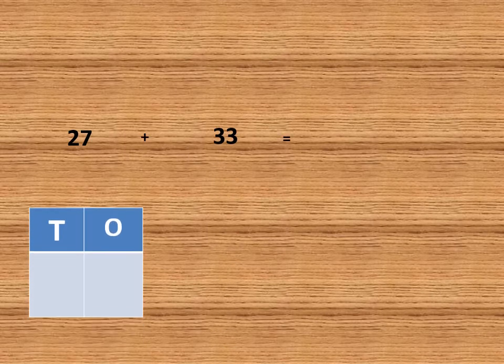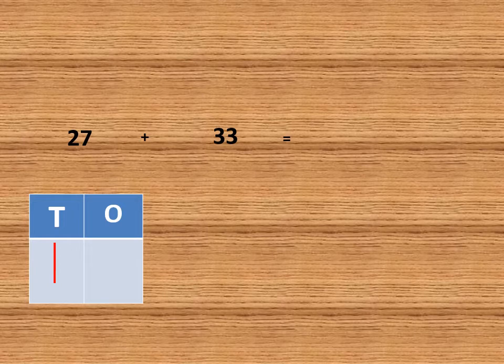Another example. 27 plus 33 equals. Let's draw 27. What does it mean? 27 means that I have how many tens? Excellent. 2 in tens. And how many ones? 7 in ones. 1, 2, 3, 4, 5, 6, 7.